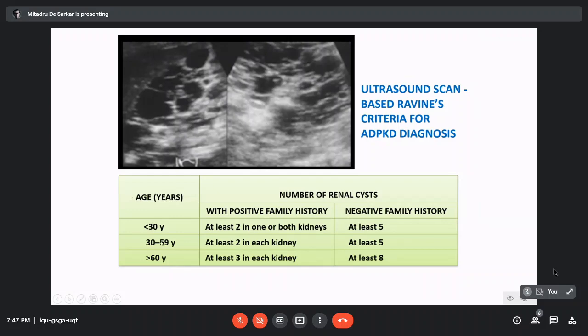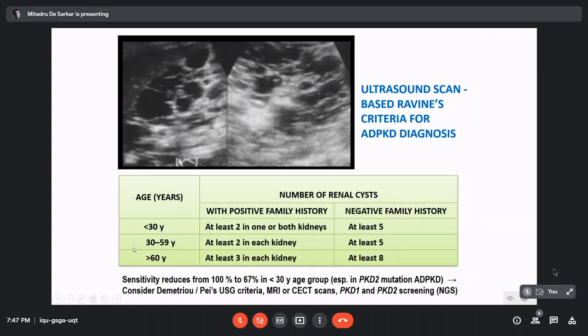In fact, it's pretty good at diagnosing these last 2 categories, where it has almost 100% sensitivity rate. But if you look at the less than 30-year-old age group, many of whom will actually have the PKD2 mutation, and that does not usually present as the traditional ADPKD-like large cystic disease, the sensitivity comes down to 67%.